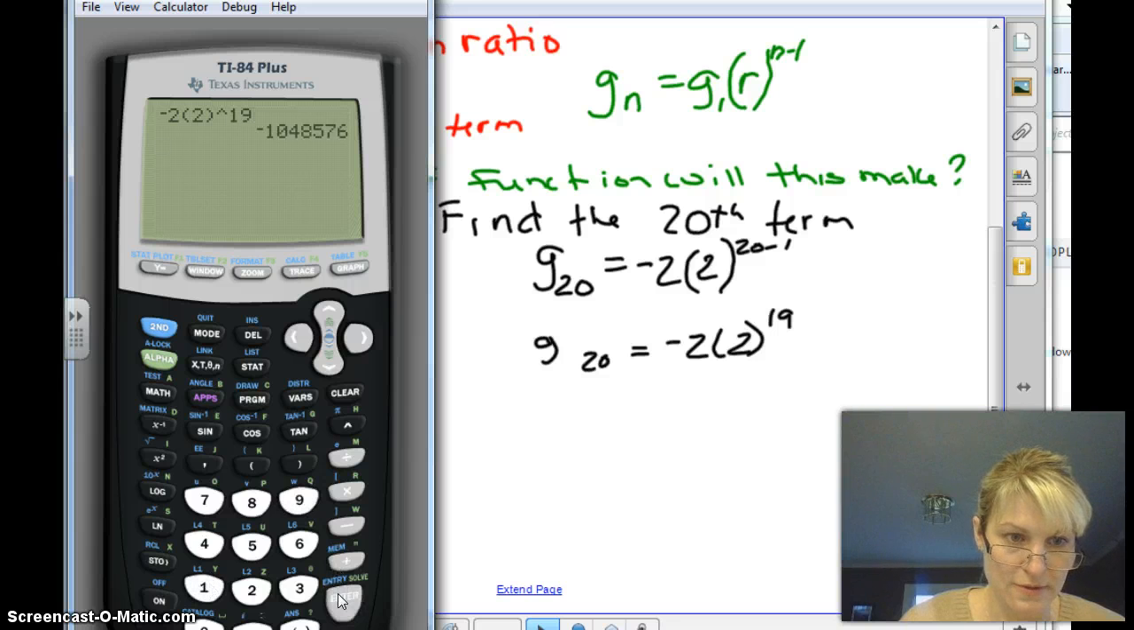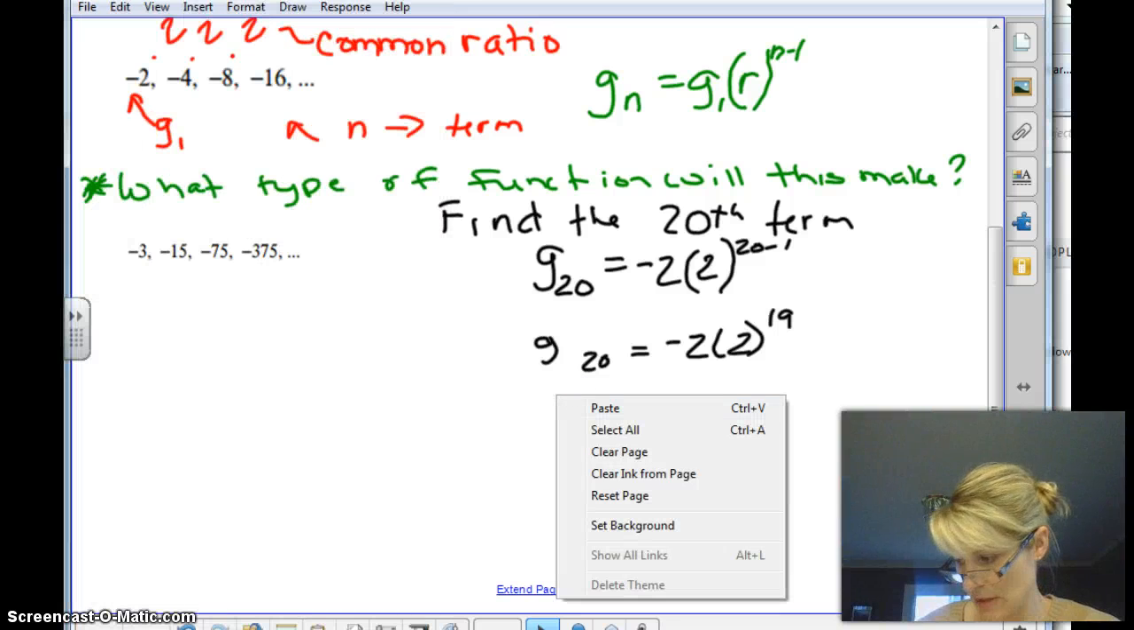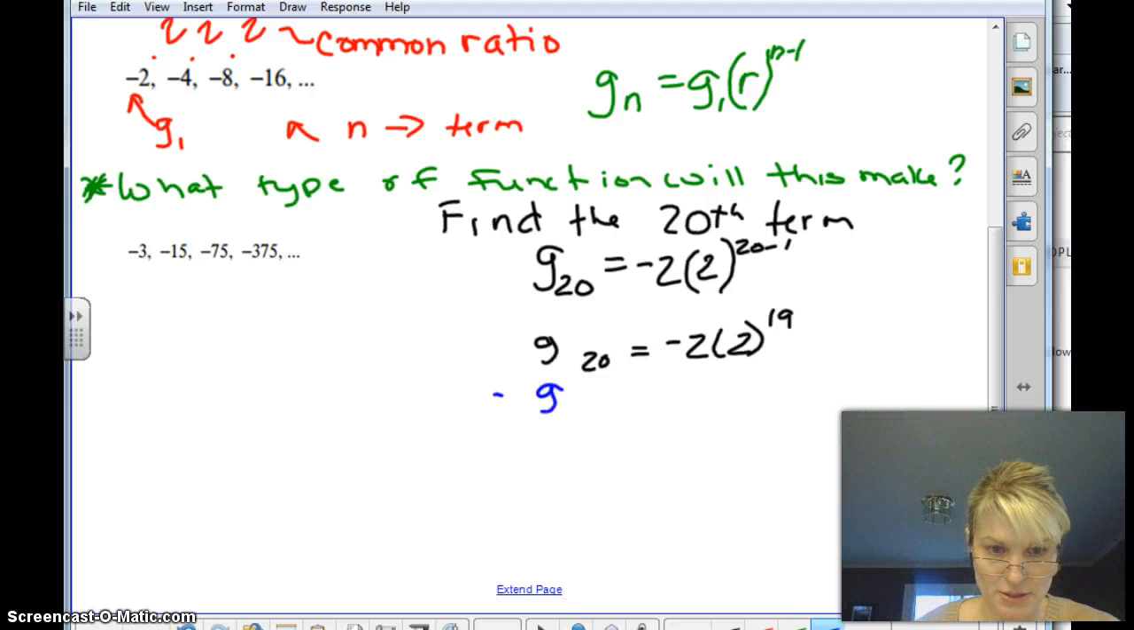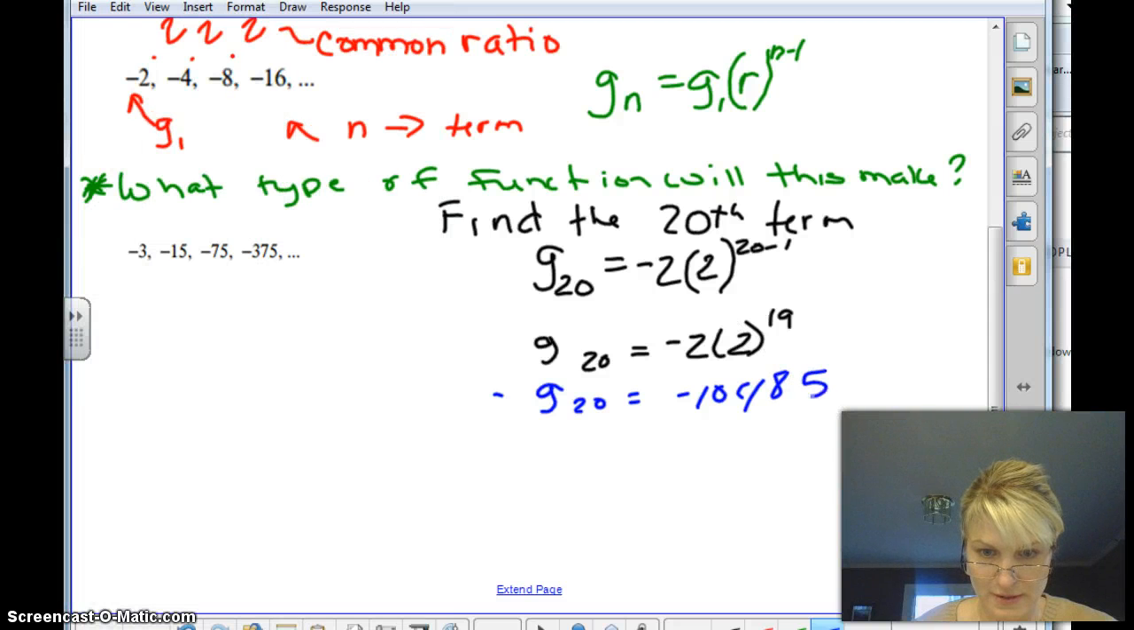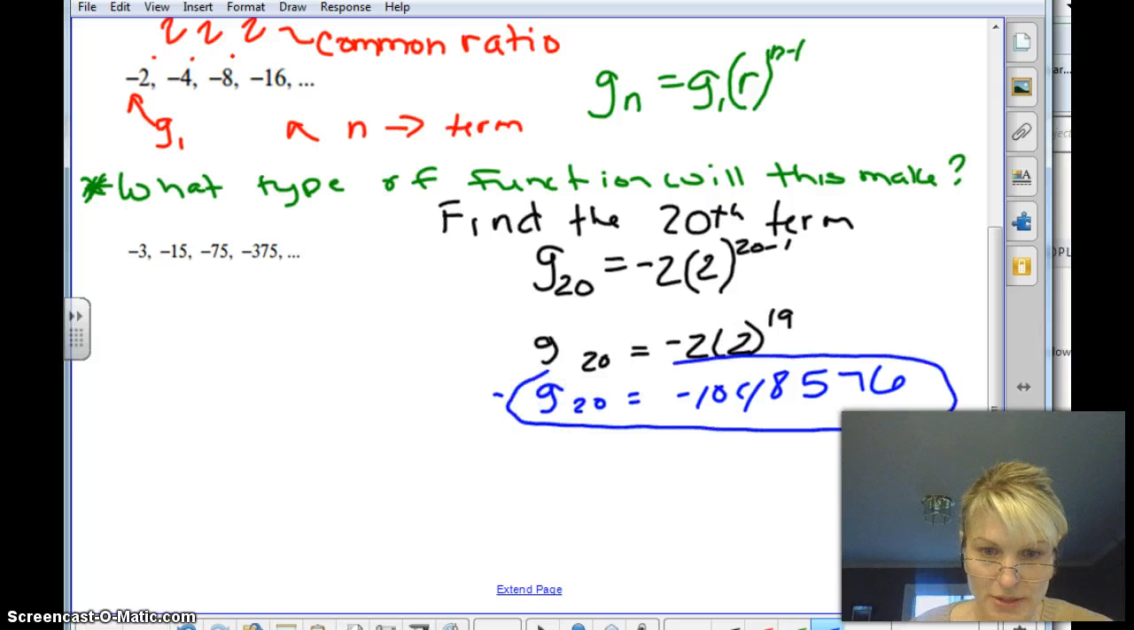And then we have our 20th term, which is quite huge. G sub 20 equals -1048576. You can see it's getting pretty big negative, and it's going down to the exponent of 19. So that's a big answer for g sub 20. Okay, so the 20th term will be this big one.